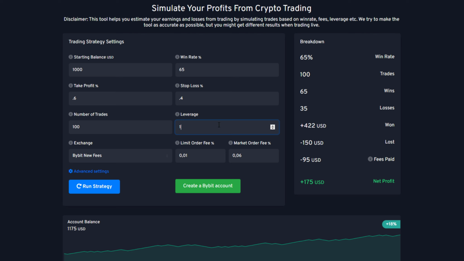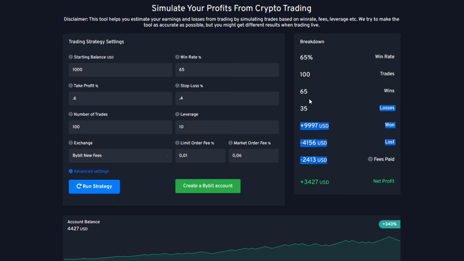$175. But if you would have used like 10 leverage, which is quite common to use, especially with a low portfolio, you can get up to 3.4k in how many days was it? Like 26 days it was. That's insane. So gain on account of 343%. That's insane.